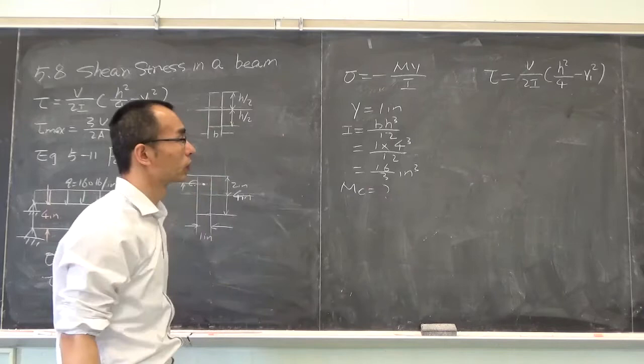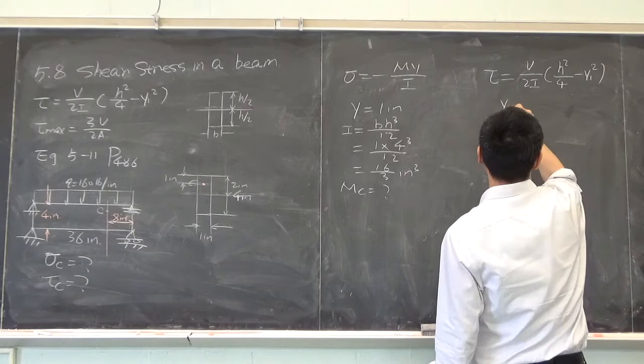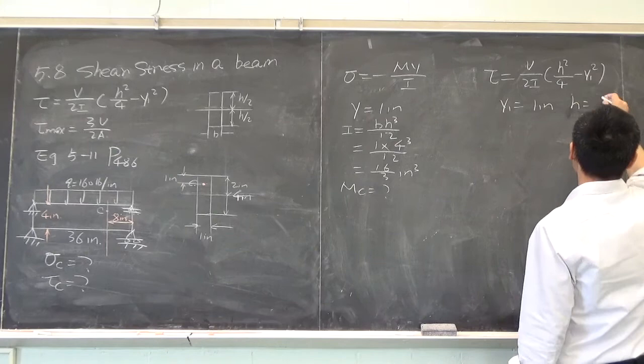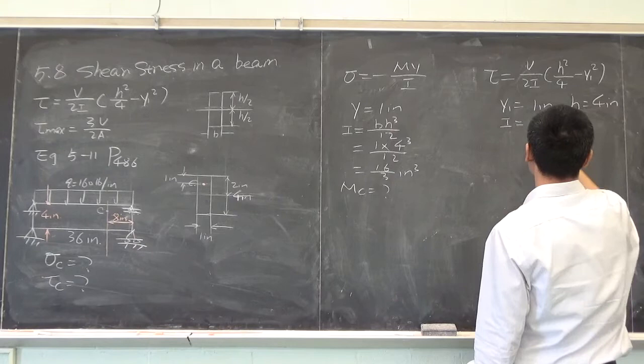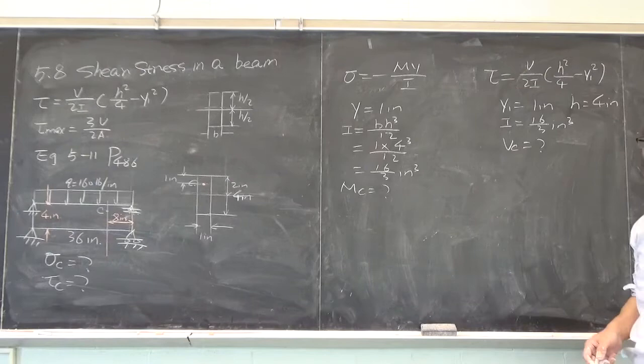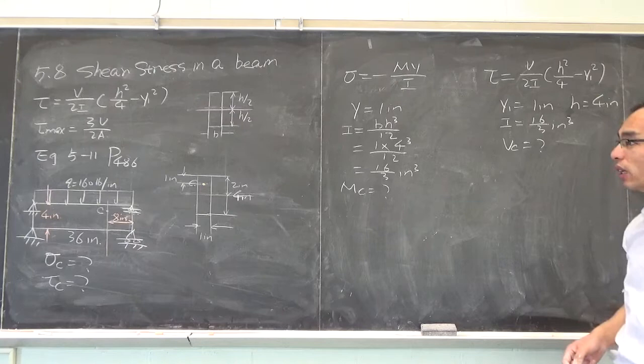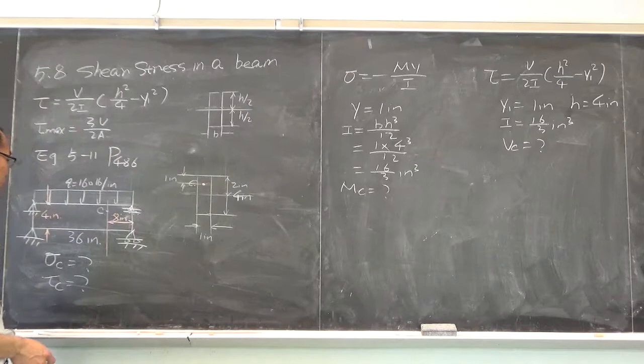So similarly, we know y1 is equal to 1 inch, distance to the neutral surface. H is equal to 4 inch, right? The moment of inertia we already have, it's equal to 16 over 3. So that means we need to know what's the shear force at point C, right? So you can see calculation of bending moment and shear force is really important, right? We learned this in chapter 4. Okay, I believe you guys are experts right now. You can calculate the moment and the shear force.